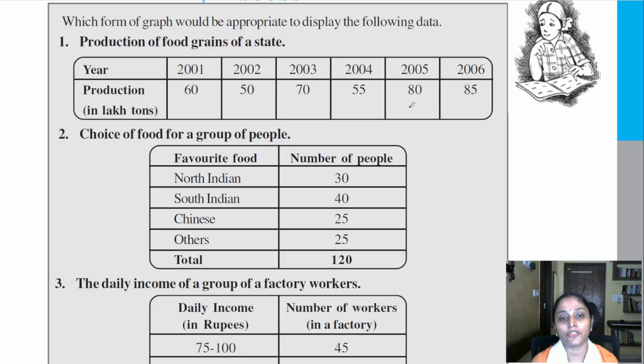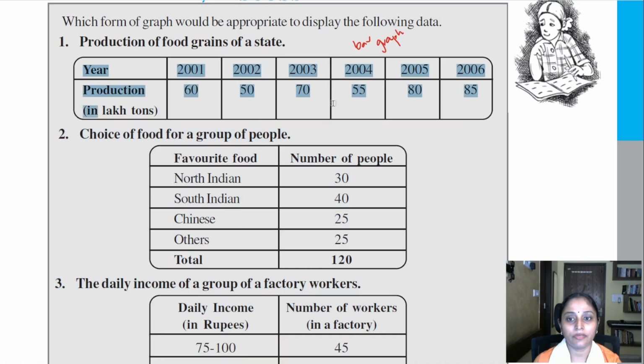Was it the weather conditions, or any new techniques of farming that were used in that particular state for that particular year, and so on, right? So here your answer is going to be, for the first one, I want to use the bar graph. Let us look at that bar graph also, in fact. They didn't ask us to draw the bar graph, but let us quickly look at it.